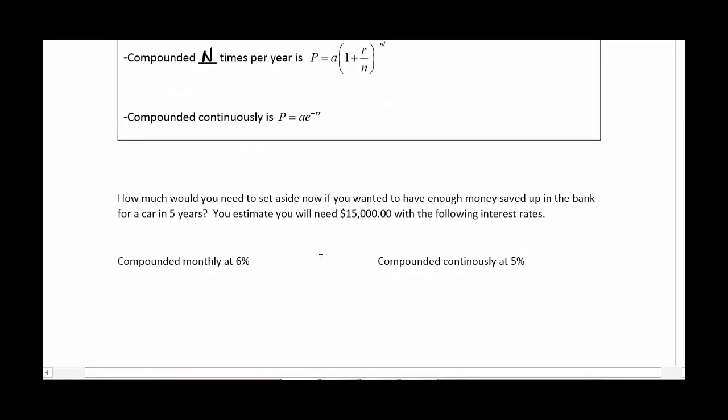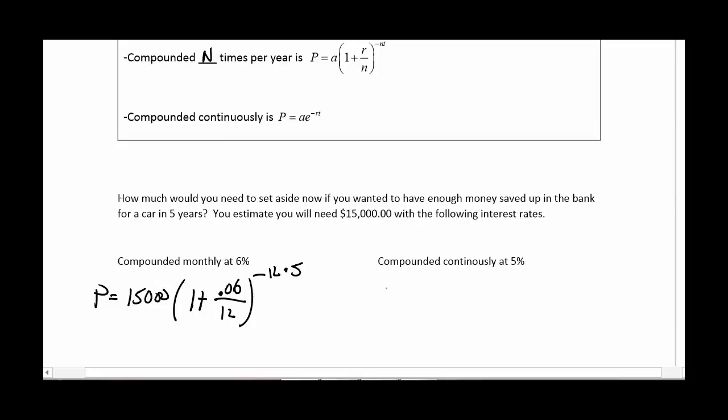So question, how much would you need to set aside if you wanted to have enough money saved up in the bank for a car in 5 years? You estimate you'll need $15,000 and then the following interest rates. Okay. So we want P equals, in this case we got 15,000 times 1 plus 0.06. Now they're compounded monthly, so monthly means N is 12. Raised to the negative, sorry, N, in this case is 12 again, times 5. So that's what the present value would look like compounded monthly.